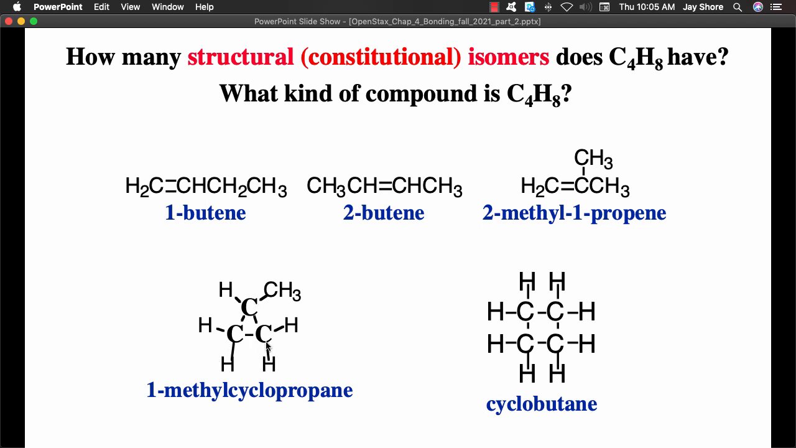Now, when you do a double bond, you lose 2 hydrogens compared to no double bond. When you do a cyclic group, you also lose 2 hydrogens compared to not having a cyclic group. And so we have 1, 2, 3, 4 carbons, and 3, 4, 5, 6, 7, 8 hydrogens. And we could also do something like that.